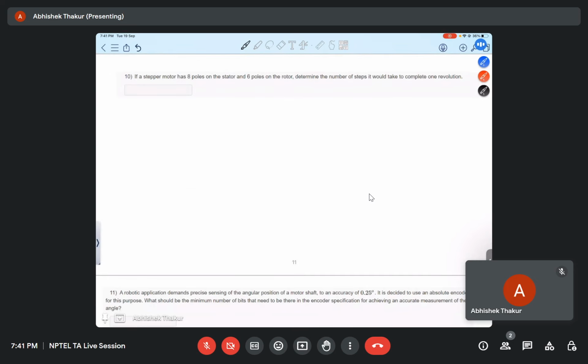So if a stepper motor has 8 poles on the stator and 6 poles on the rotor, determine the number of steps it would take to complete one revolution.